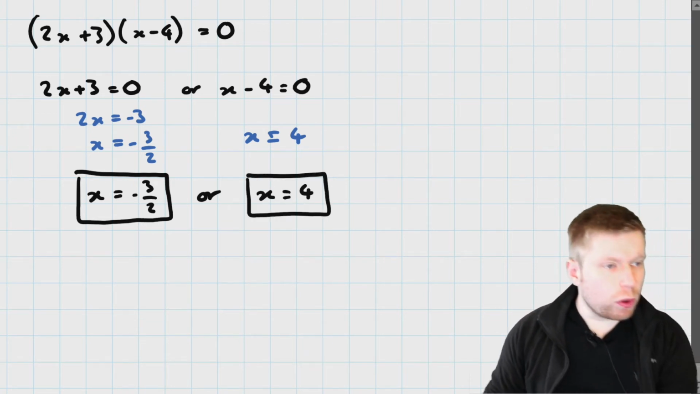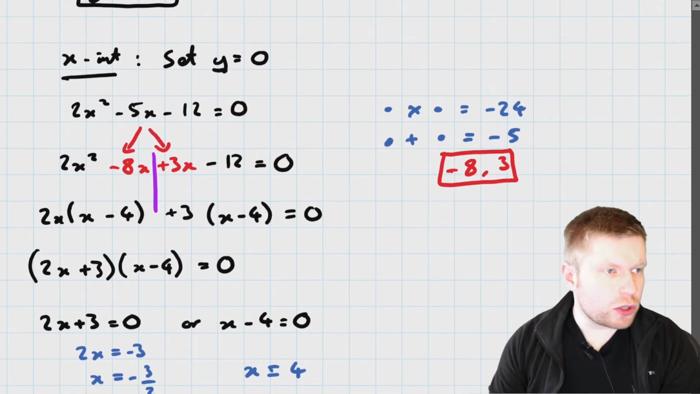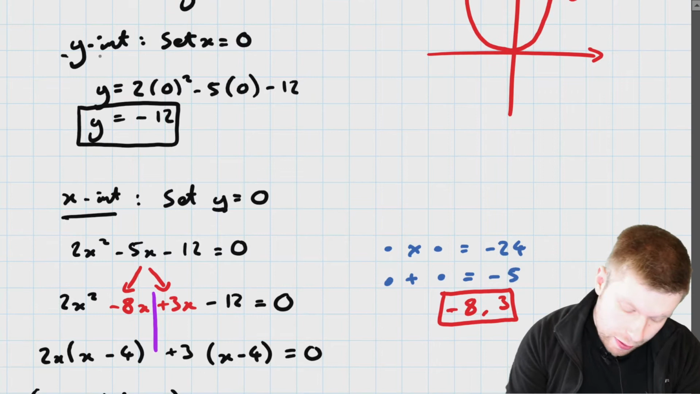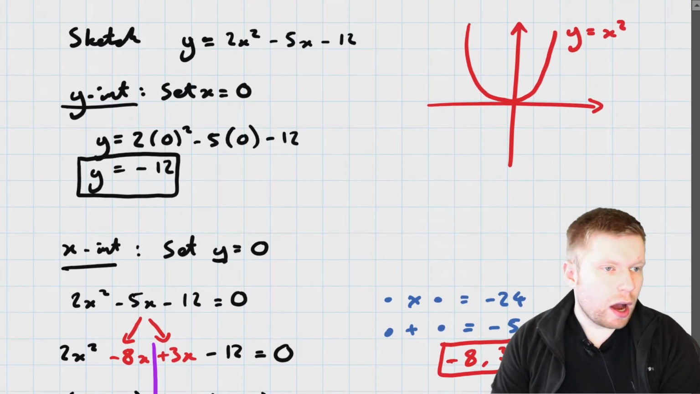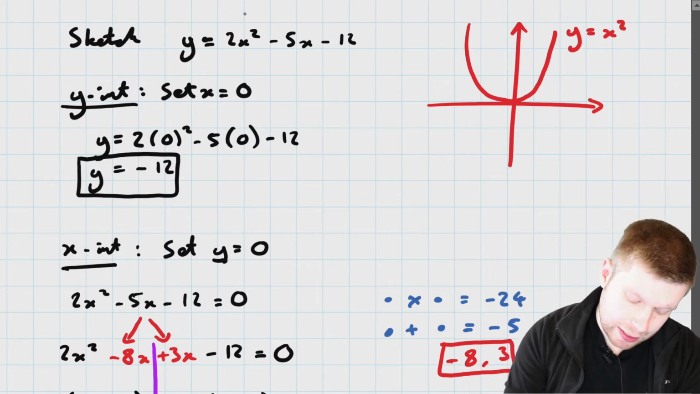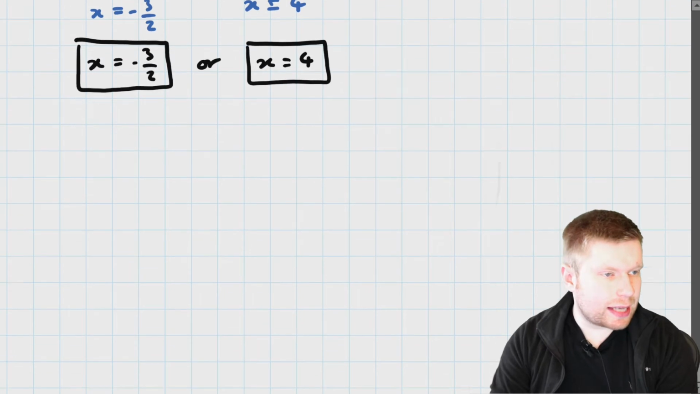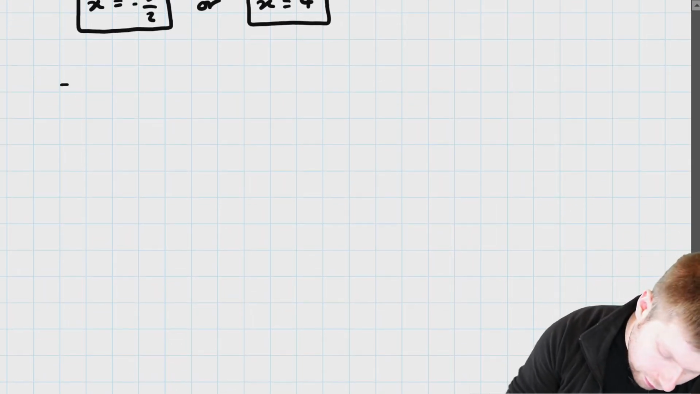Okay, so what do these correspond to? Well, these correspond to my x intercepts. So just remember, my original y intercept all the way up here was y equals negative 12. I established that it was a positive quadratic, or positive face, because the leading coefficient is positive. And I've just found my x intercepts here. So let me just write down those three pieces of information.